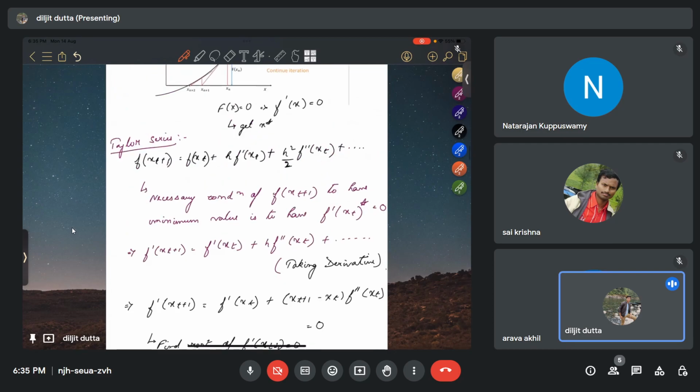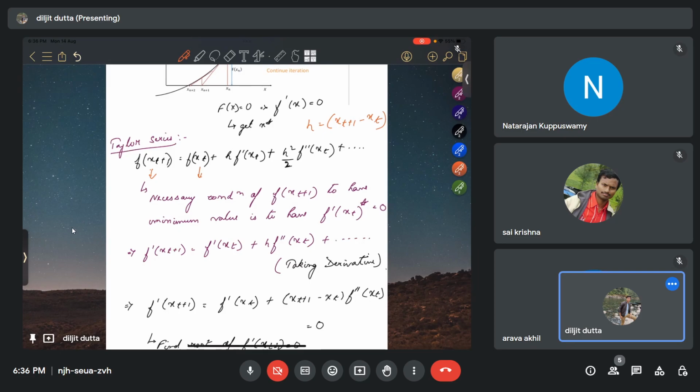The Taylor series is given by this. Suppose we have to know the function value at xt plus 1. So f of xt plus 1 equals f of xt plus h into f dash of xt plus h square by 2 into f double dash of xt, where h equals xt plus 1 minus xt.